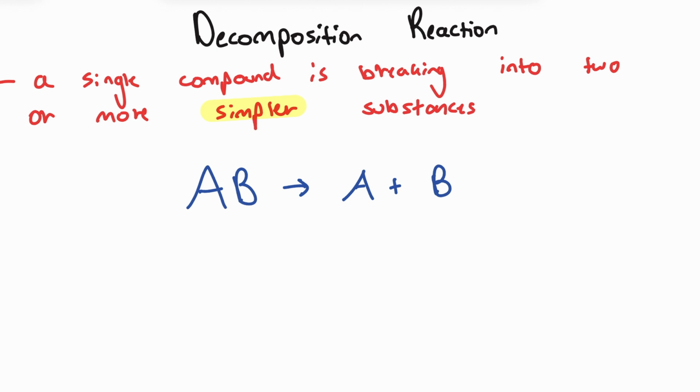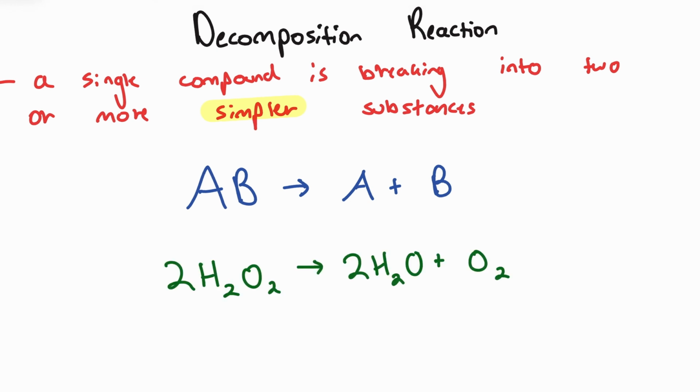Although A and B split up perfectly in this representation, don't let that confuse you. Remember, the definition is just a single compound being broken down into 2 or more simpler compounds. So even though the equation for the decomposition of hydrogen peroxide isn't as simple as our AB decomposition reaction, it still shows a decomposition taking place.